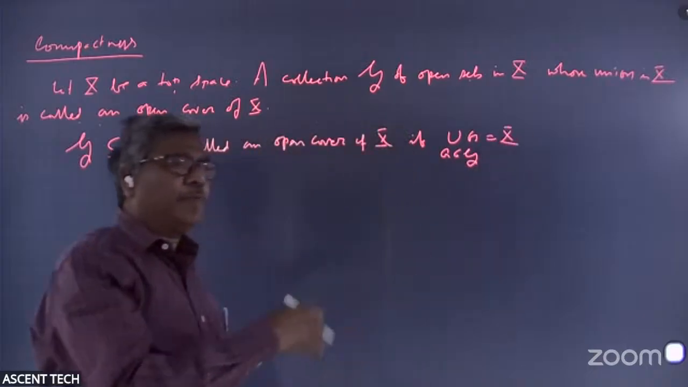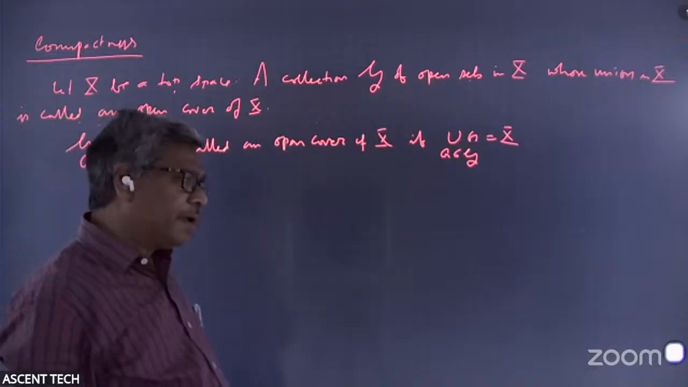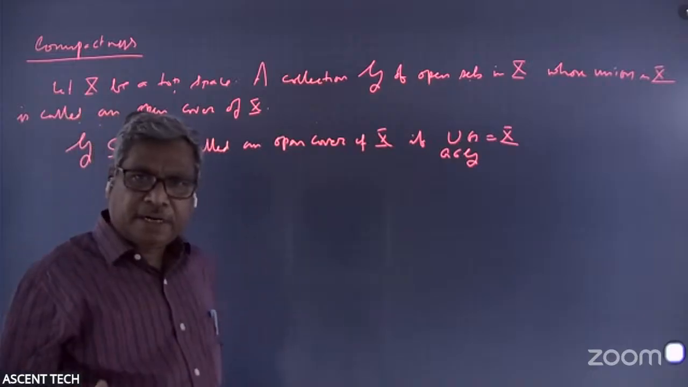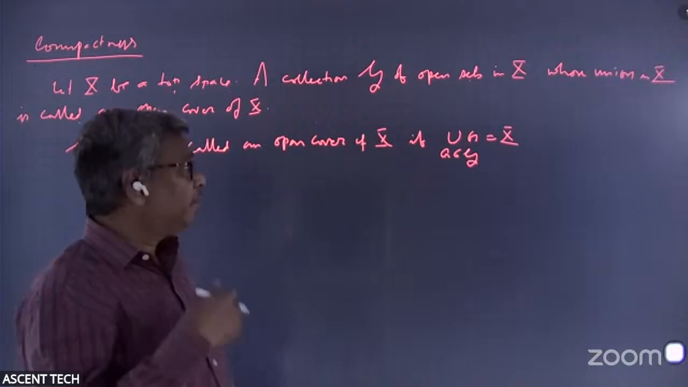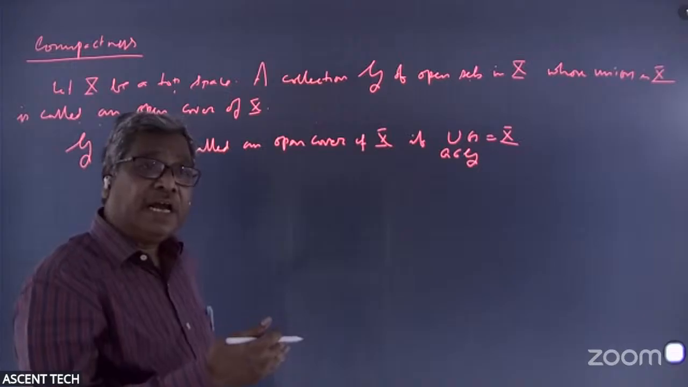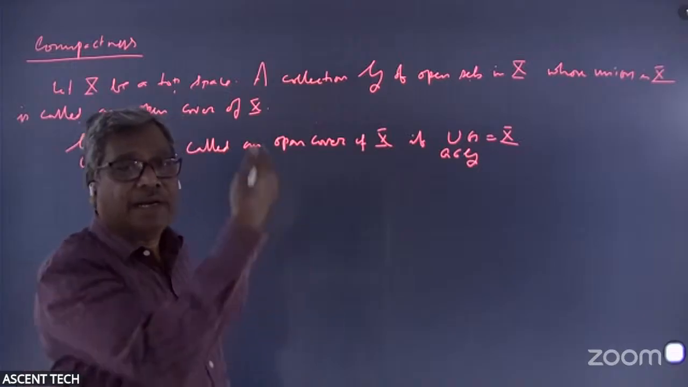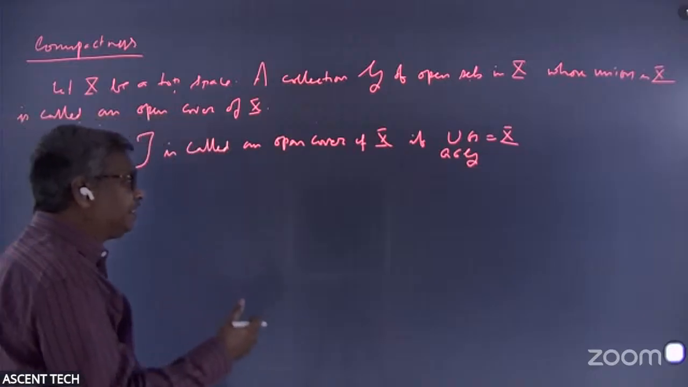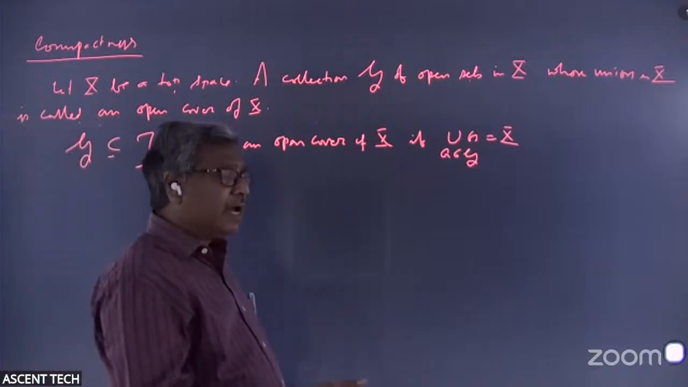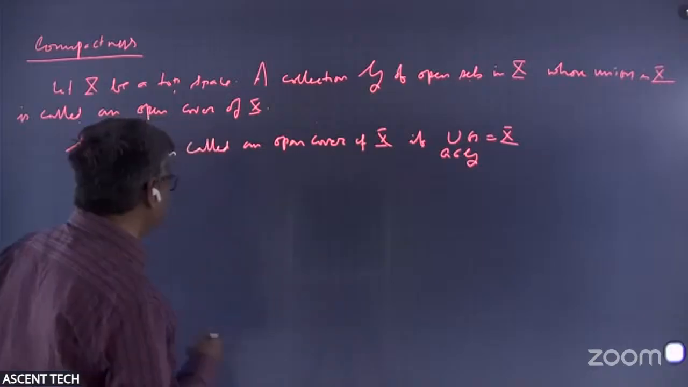I can talk about the open cover of a subspace also. If Y is a subspace of X, G is an open cover of Y if the union of G contains Y. Here it is equal to X, there it contains Y. And any subcollection of G which also covers X is called an open subcover of G.